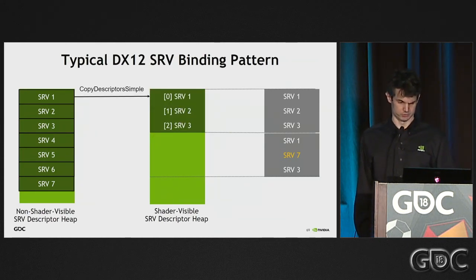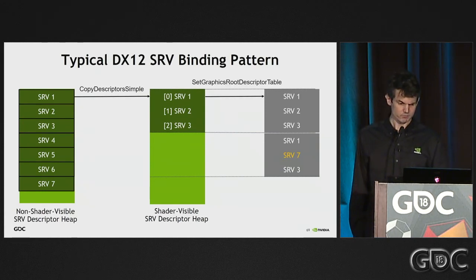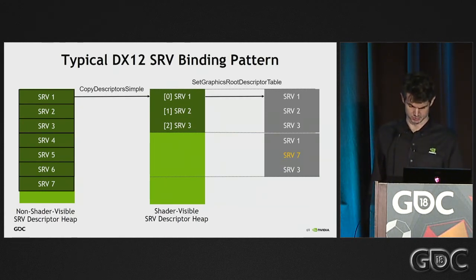And then you use a copy descriptor simple to copy SRV descriptors from the first non-shader visible heap to the shader visible heap. These are contiguous in memory, so a single call can copy 3 of them. And then, once you have copied them to your shader visible heap, you can bind them to the root signature of the draw call by doing this call, set graphics root descriptor table. That's very effective and efficient.